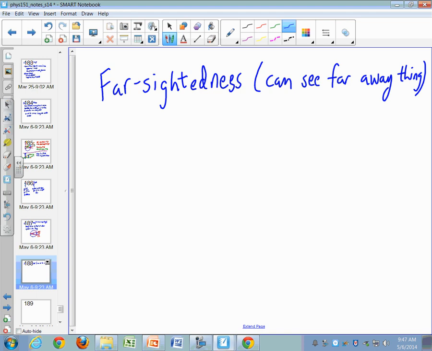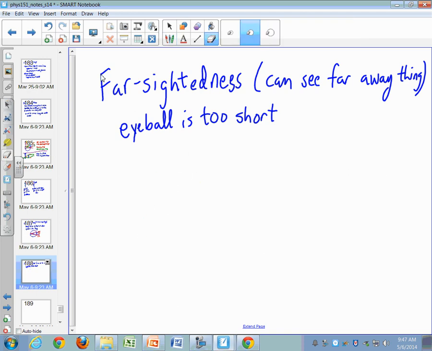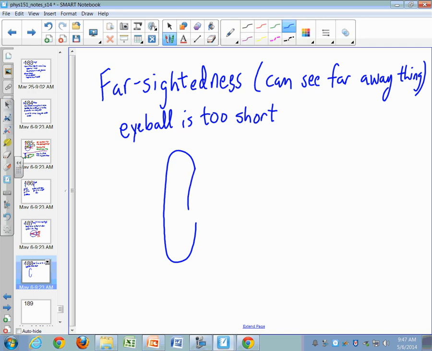The problem with farsightedness is not that your eyeball is too long, it's that it's too short. So the eyeball is too short. So it'll look like this, just to exaggerate it. Well, that's not exaggerated. There we go. So this would be our eyeball.